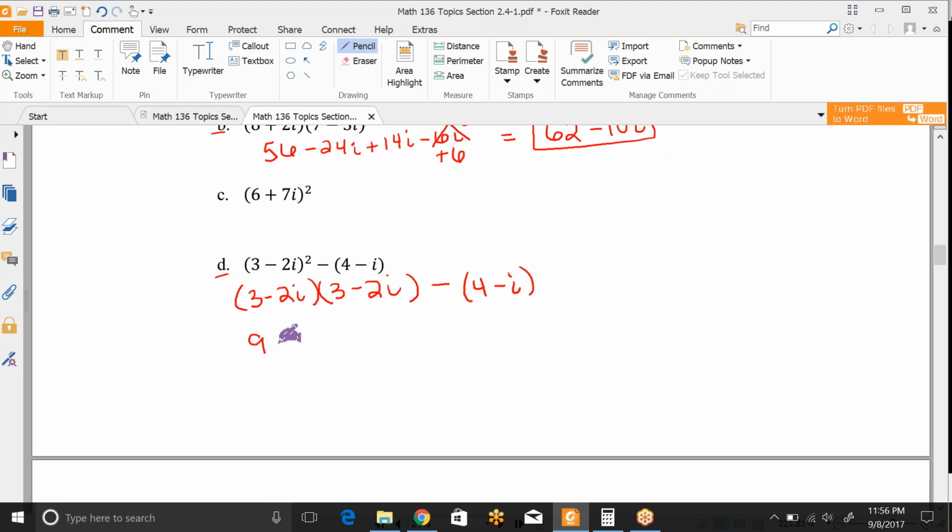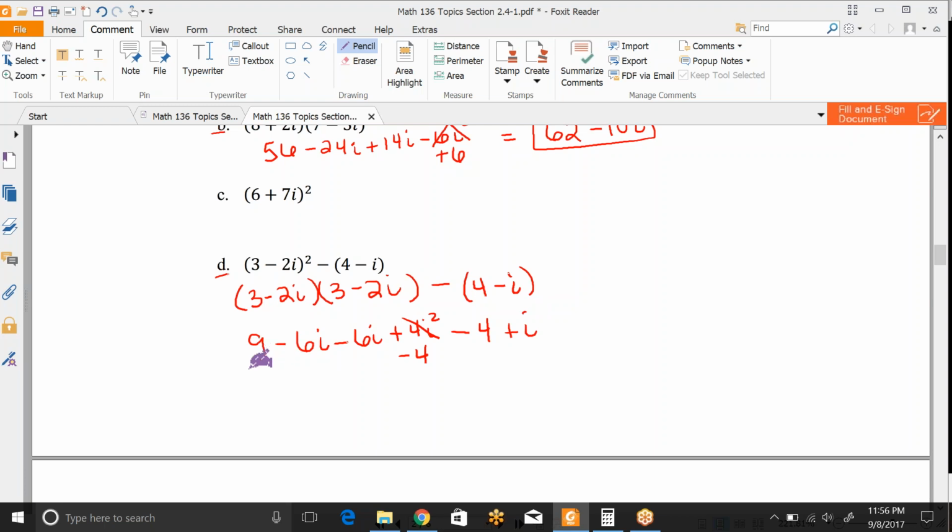3 times 3 is 9. 3 times negative 2i would be negative 6i. Negative 2i times 3 is another negative 6i. Negative 2i times negative 2i actually ends up being positive 4i squared. But because of the i squared, that's going to change into a negative form because i squared is negative 1. Distribute this negative sign. This is a minus 4 and a plus i.